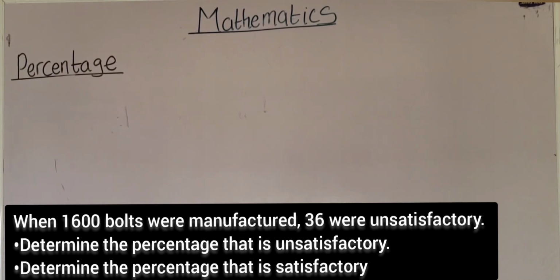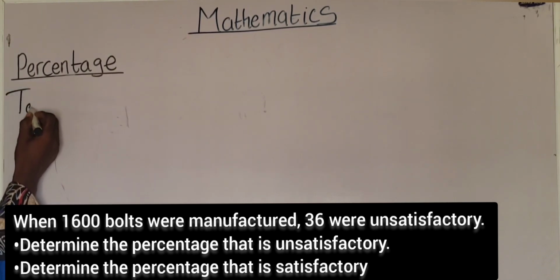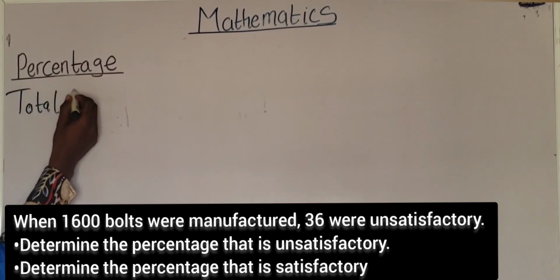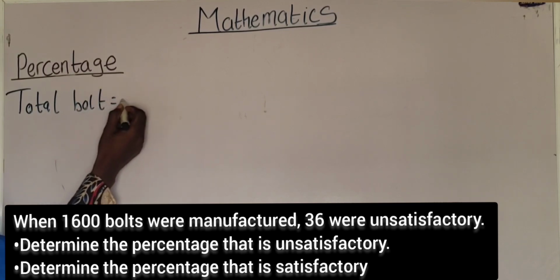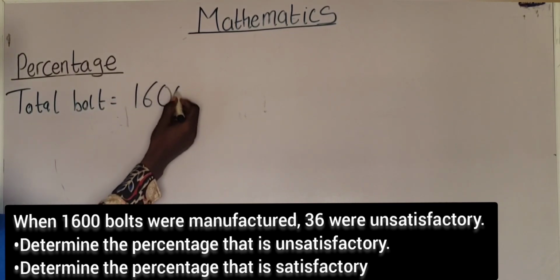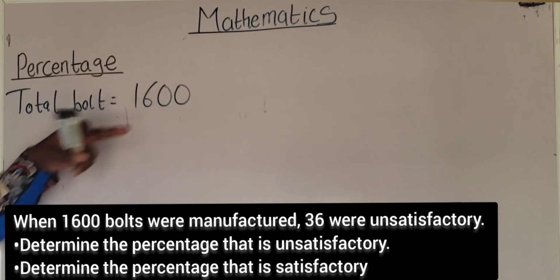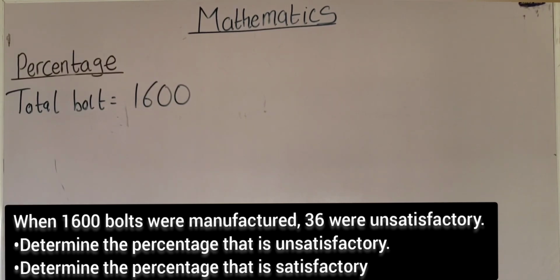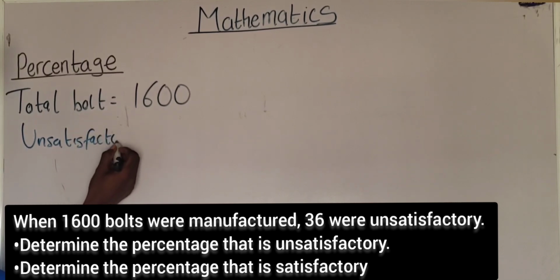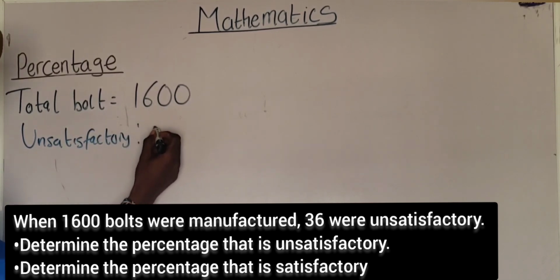The total number of boats that are manufactured is 1,600. Total boats is equal to 1,600. Okay. Now we are given the number of boats. Among these 1,600 boats, the number of boats that are unsatisfactory is 36. So unsatisfactory, let me put it like that. Unsatisfactory, that is 36.